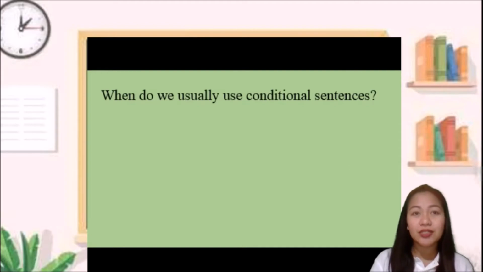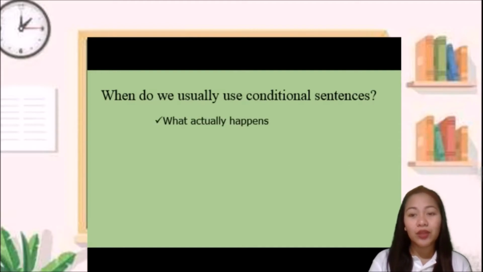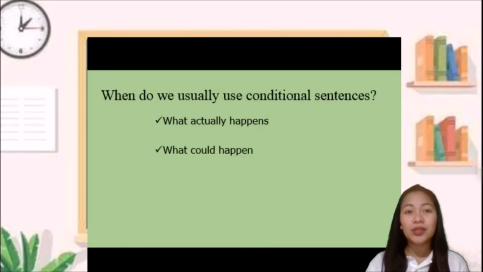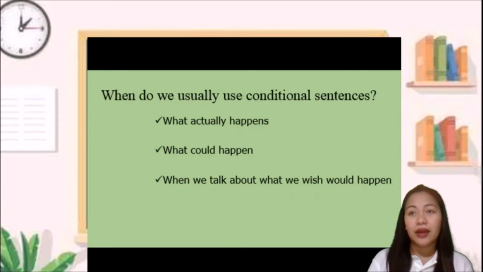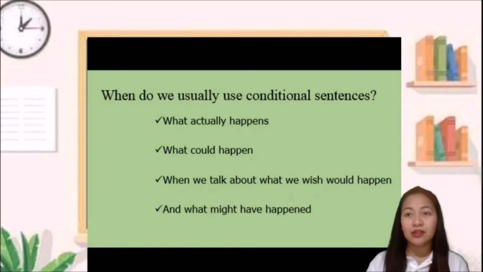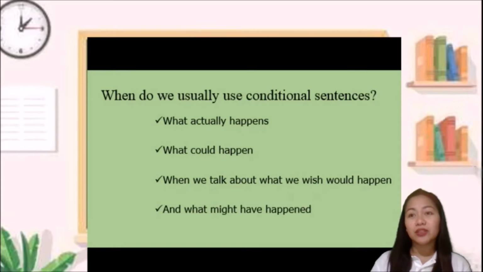We use conditional sentences to explain what actually happens. What could happen? So, a possible or unlikely outcome in the future. When we talk about what we wish would happen. When you are imagining a different outcome for a present situation. And what might have happened. So, thinking about a different outcome that happened in the past.